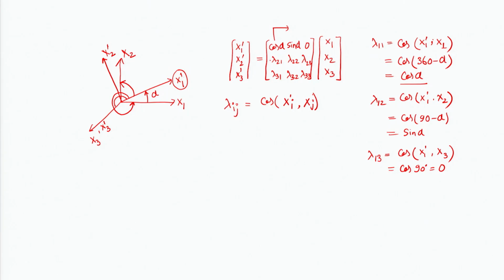I can further go on to evaluate the expressions for lambda 2 1, lambda 2 2 and lambda 2 3. If I go with lambda 2 1, this is the cosine of the angle between x2 prime and x1. Now, this is x2 prime, and I am looking at its angle with x1, which is over here. So, let me just keep everything else.